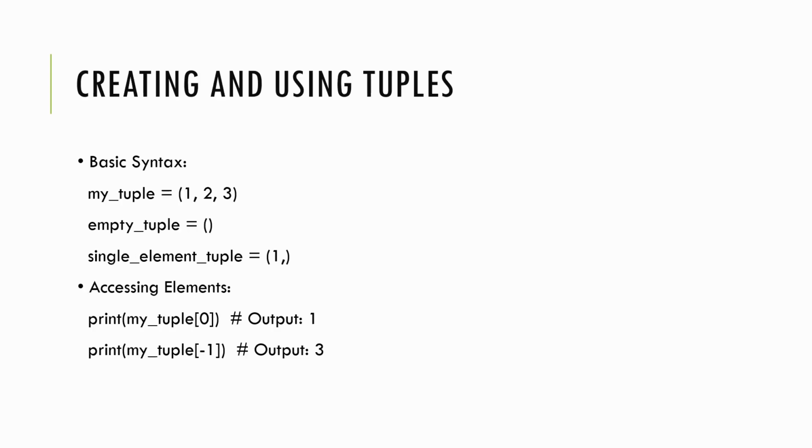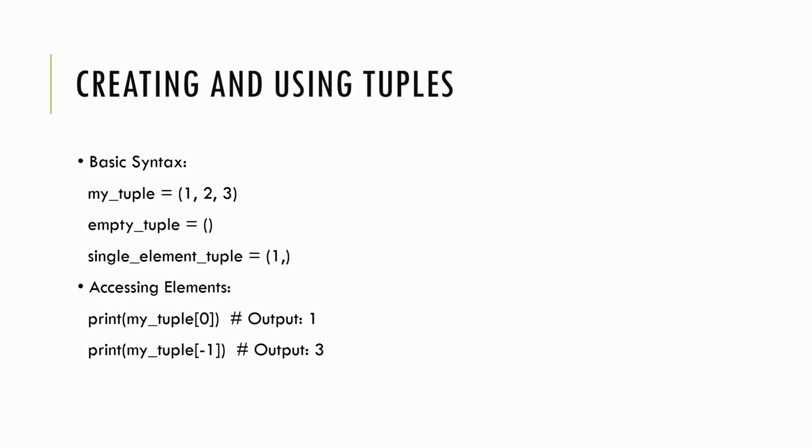Let's start by creating tuples. A tuple can be created by placing elements inside parentheses. For example, my_tuple = (1, 2, 3) creates a tuple with 3 elements. Tuples can also be empty or have a single element. An empty tuple is defined as empty_tuple = (), only the parentheses. And a tuple with a single element looks like this: single_tuple_element = (1,). The comma is necessary when there's only one element.